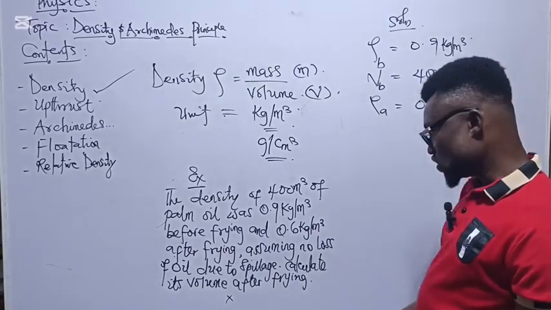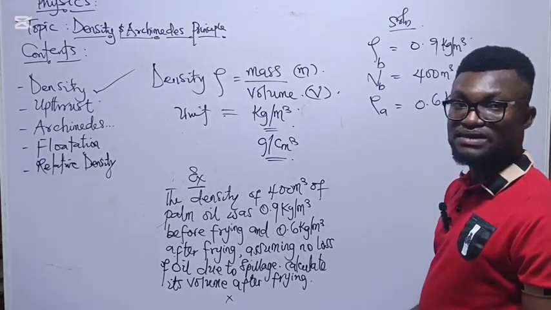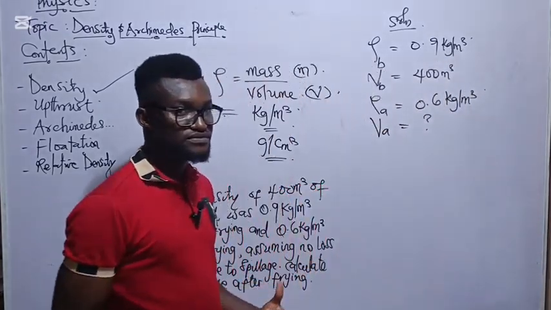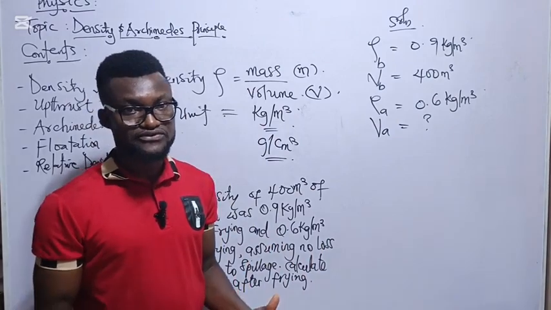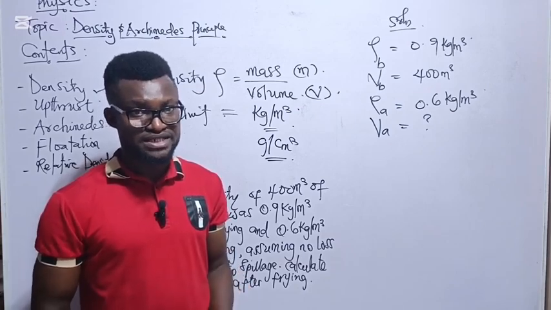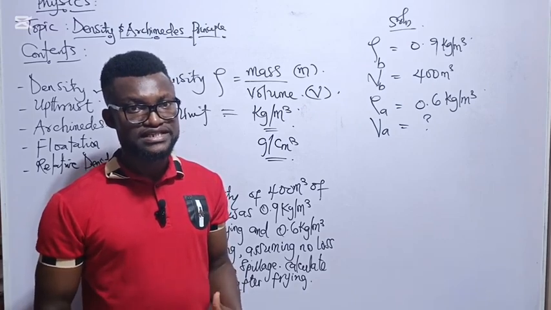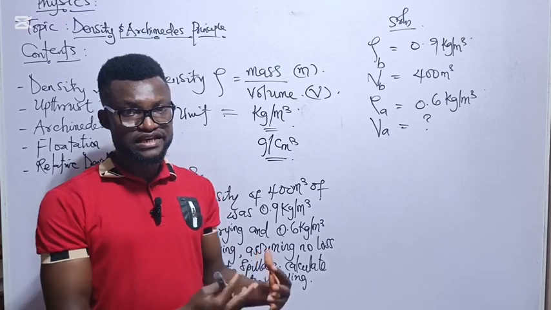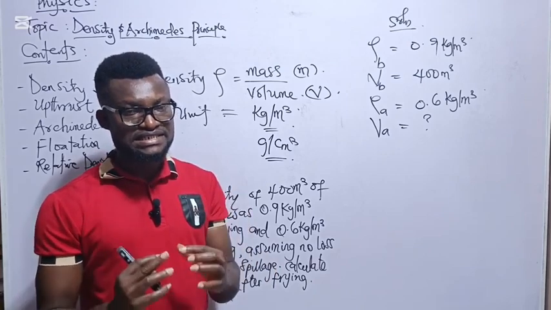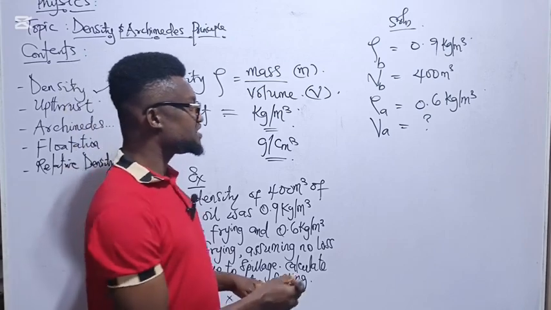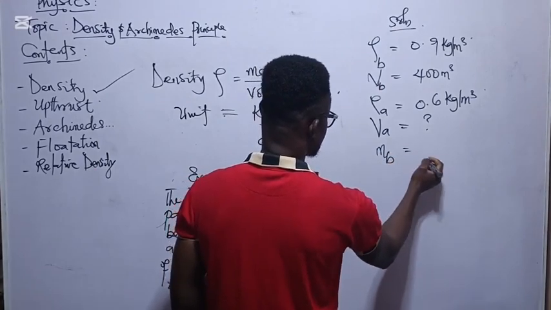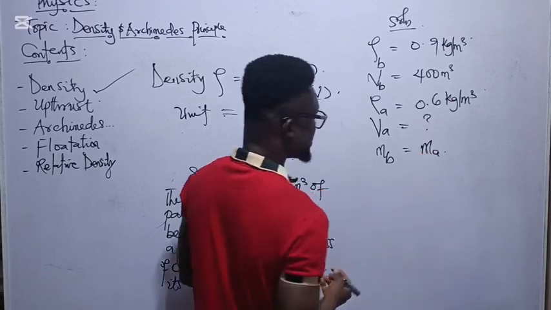Now, assuming there is no loss, calculate its volume after frying. What's the volume after frying? From the information given, assuming there is no loss after frying, it means that the mass of that oil remained fixed throughout the experiment. Because if there is a loss, then the mass will no longer be the same as its initial mass, but the contents of the oil remained intact. So in that case, we have the mass before frying equal to the mass after frying.